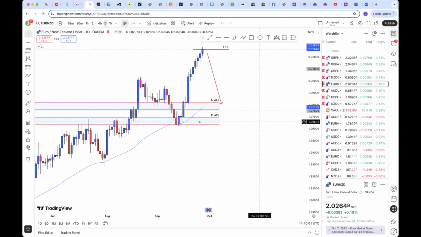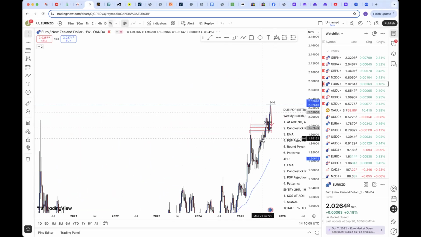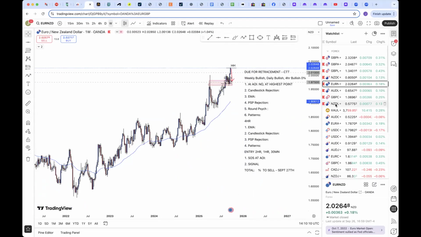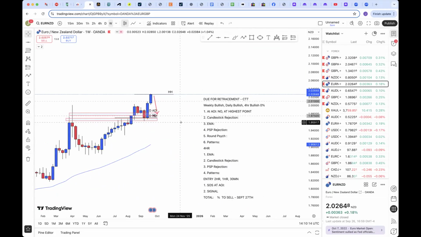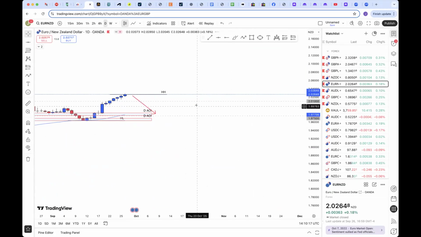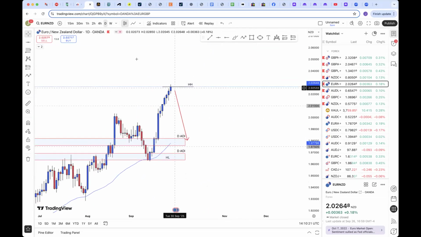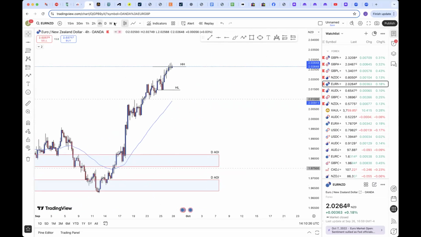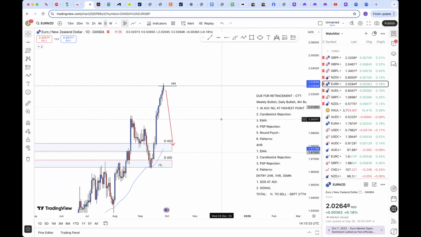Then I selected Euro NZD just because of how high we are right now. Same thing, due for a retracement. This is the weekly. This is what the daily looks like. We are bullish on all time frames. This is the 4 hour. So I'm basically expecting this would be like a counter trend trade, and I'd like to see if this one is going to work.